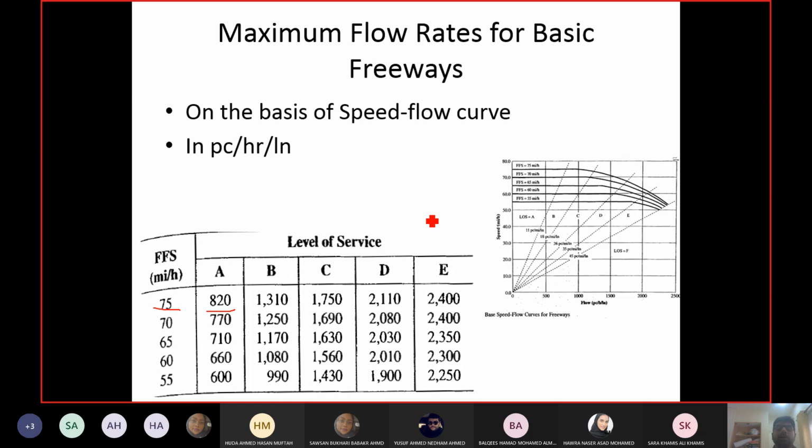Similarly, let's say your actual flow rate is 2000. You have crossed the service flow rate of A, B and C as well. Did you cross D? No. So with a 2000 flow rate and 75 miles per hour free flow speed on a freeway, the level of service will be D. So these tables are another way in which you can find the level of service directly, again if you have a free flow speed equal to the given value.